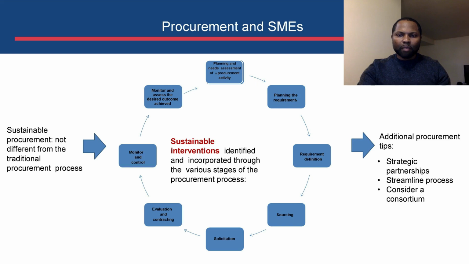The processes are: 1. Planning and needs assessment of procurement activity. 2. Planning the requirements. 3. Requirement definition. 4. Sourcing. 5. Solicitation. 6. Evaluation and contracting. 7. Monitor and control. 8. Monitor and assess the desired outcome achieved. Additional procurement tips include the strategic partnership.